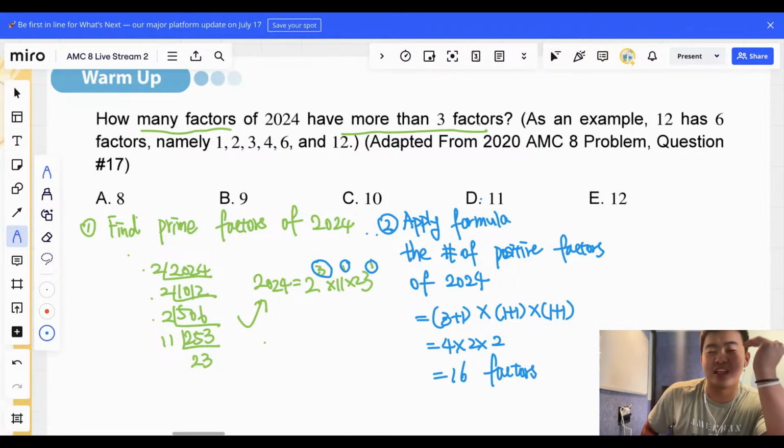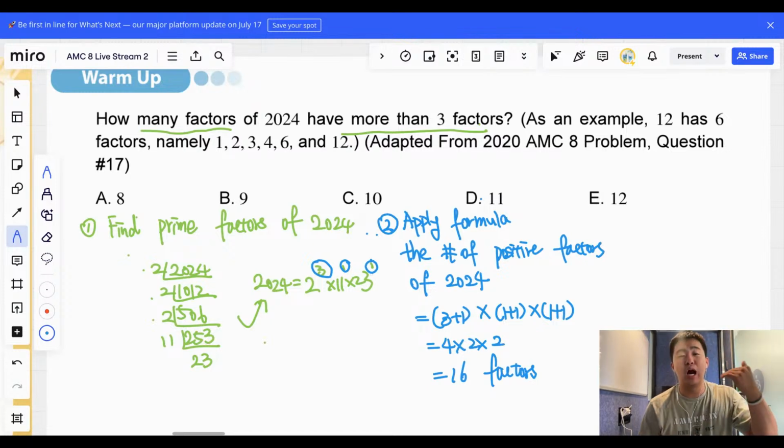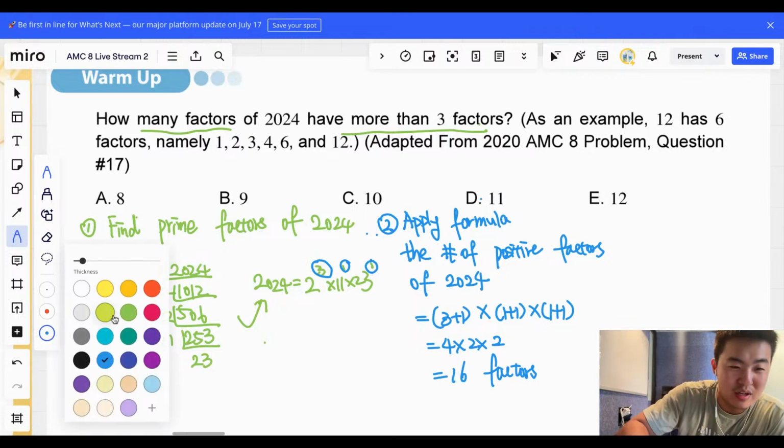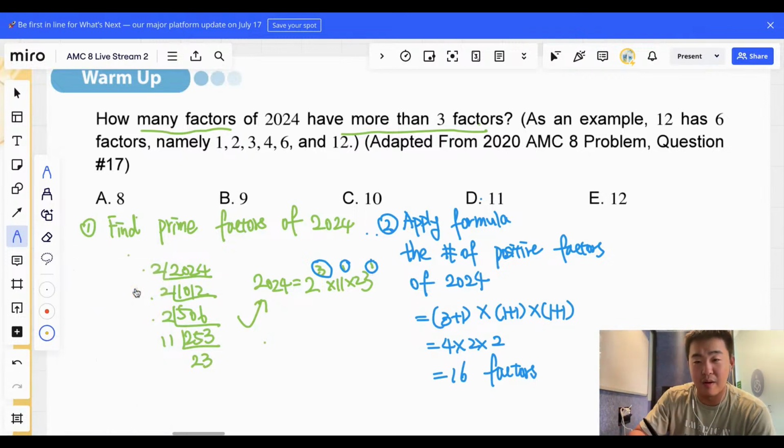We have not considered anything about the number of factors among these factors. So the 16 factors actually represent that 2024, the number itself has 16 factors, okay? So we are going to see how many of these 16 factors have more than 3 factors. So this is what the problem is really asking for. Good. So let me change my color. I will just keep writing here, okay?